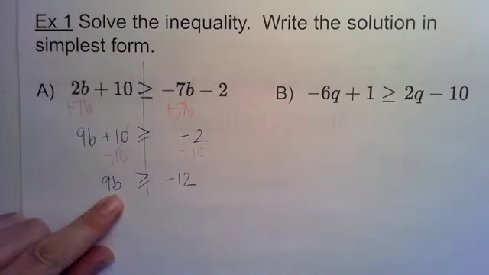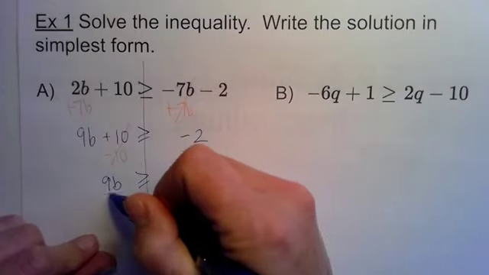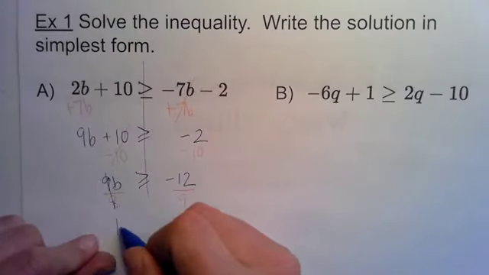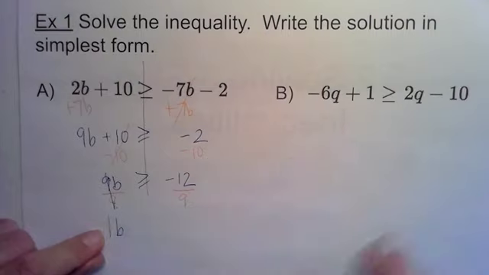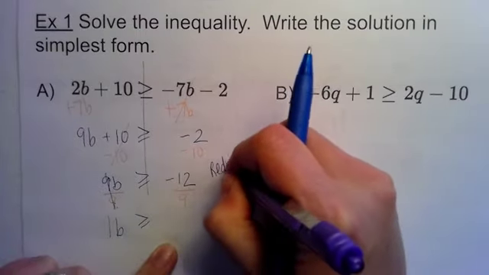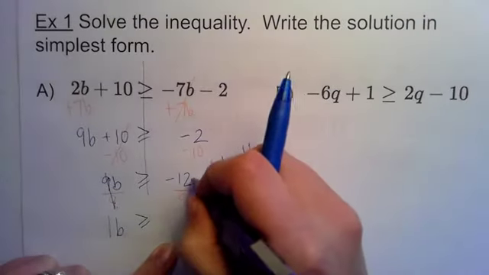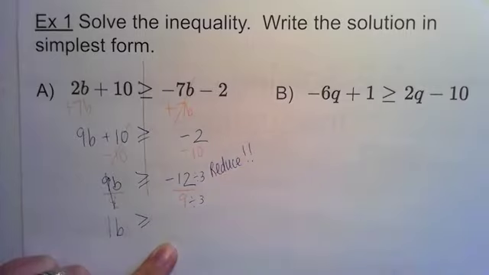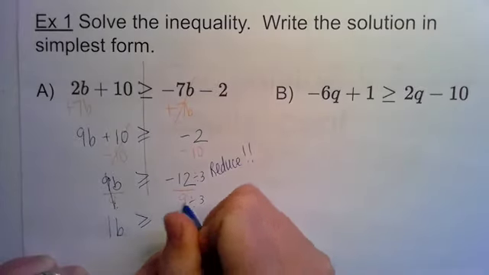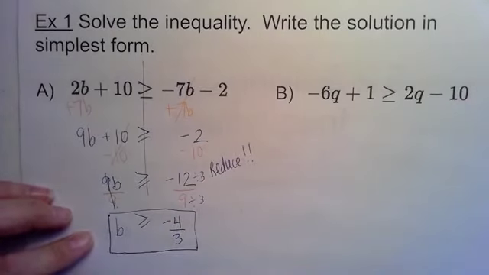All right, we get b by itself, and that means we divide both sides by 9. 9 divided by 9 is 1, so we get 1b. You can put the 1 or not; they mean the same thing. 1b is greater than or equal to a lovely fraction that just needs to be reduced. Both are divisible by 3: negative 12 divided by 3 is negative 4, and 9 divided by 3 is 3. So 1b is greater than or equal to negative 4/3.